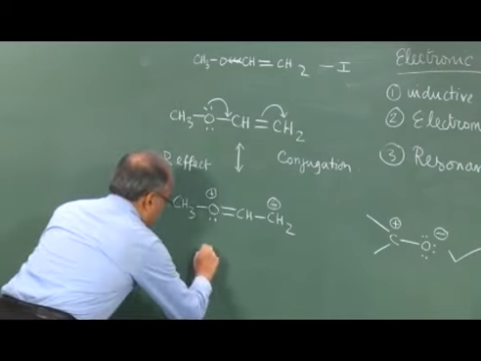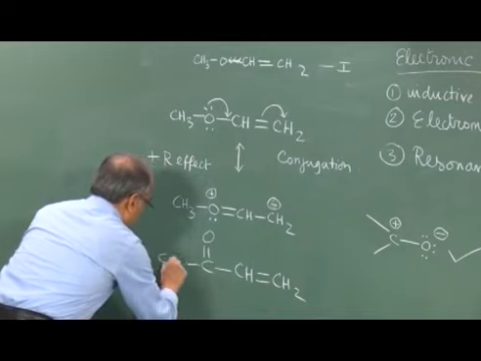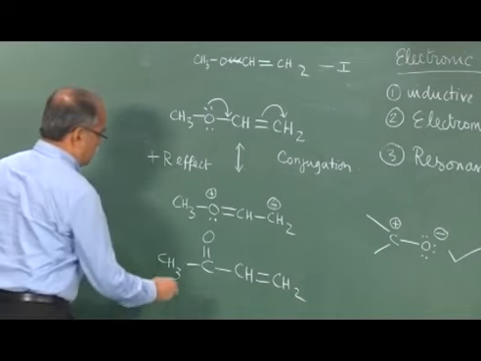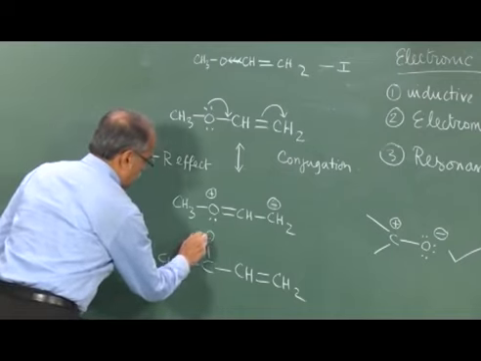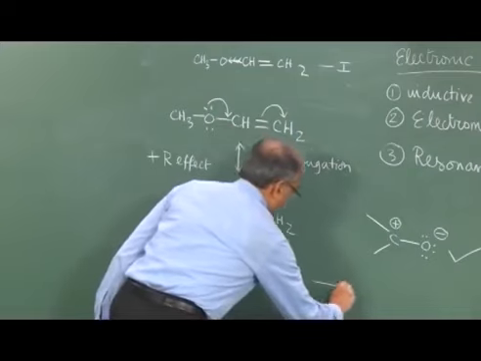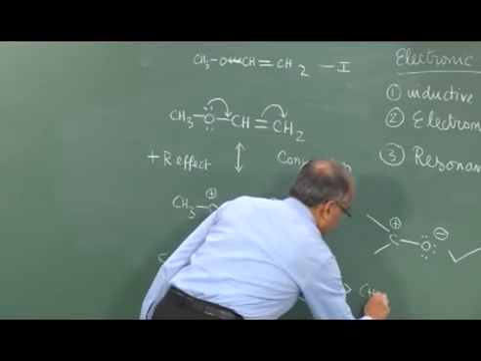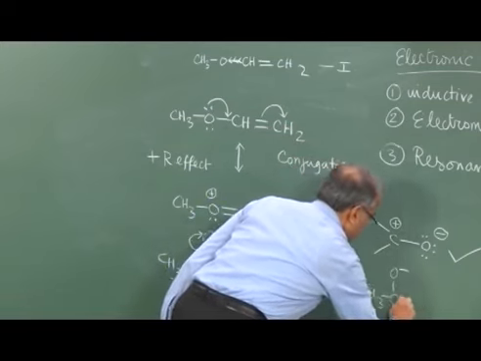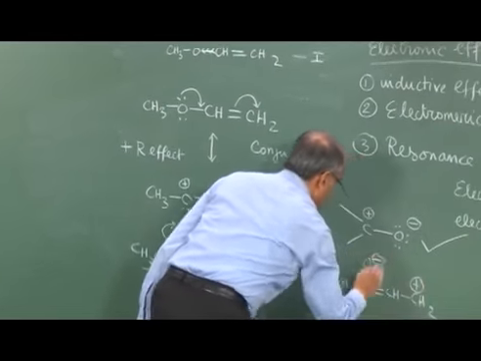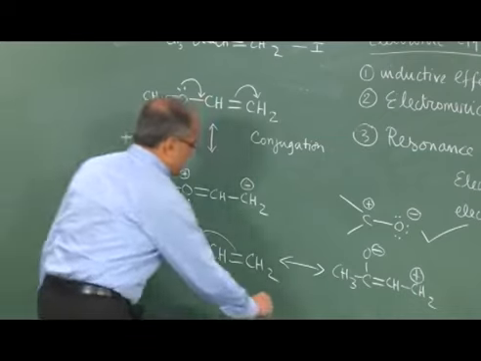Suppose the same vinyl group is conjugated to a carbonyl functional group, for example. Now, you will have exactly the opposite effect. This is an easily delocalizable system and so is this easily delocalizable. So, the delocalized structure is going to have a negative charge on the oxygen and a positive charge on the carbon. It is exactly the reverse of what we did earlier. This will be a minus R effect.